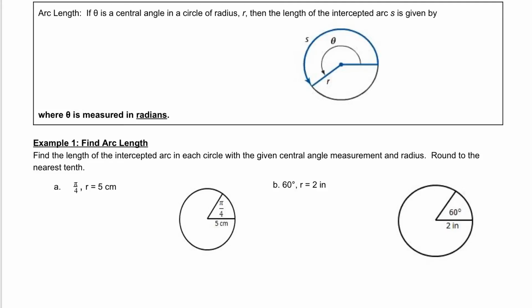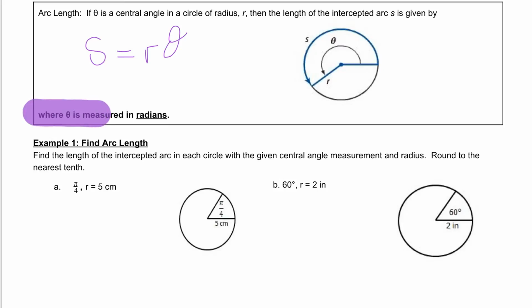For example 1, we need to know the arc length equation first. Up in the box on the top, arc length says if theta is the central angle in a circle of radius r, then the length of the intercepted arc s is given by s equals r times theta. And the important thing here is that theta is measured in radians.